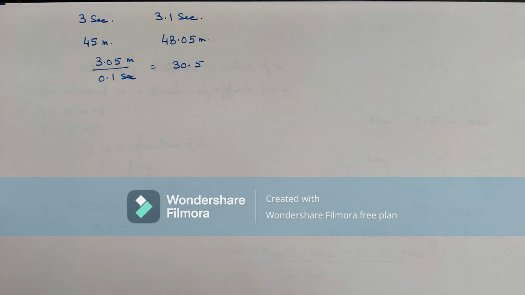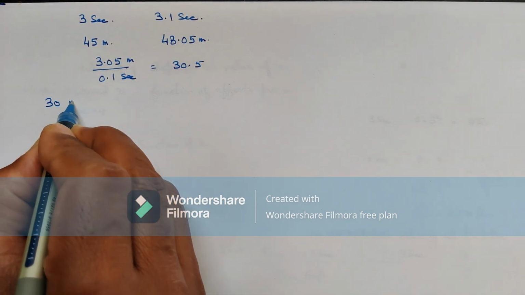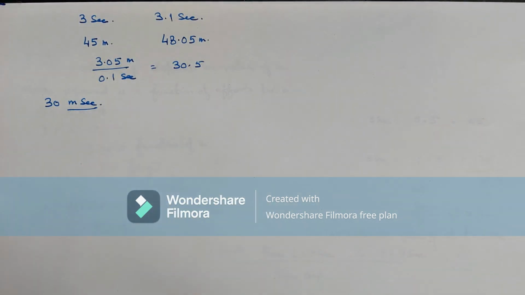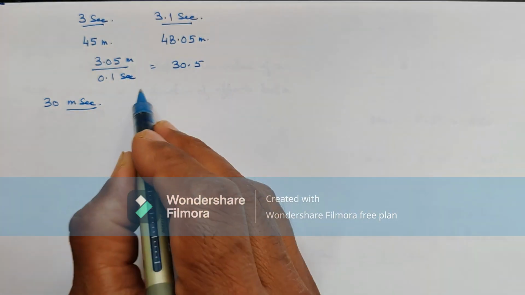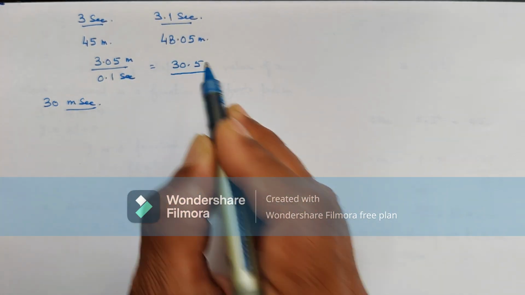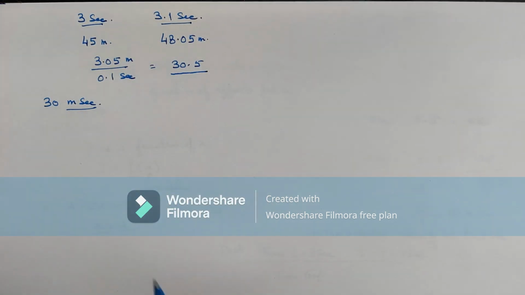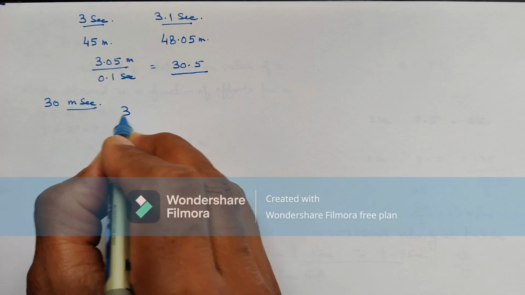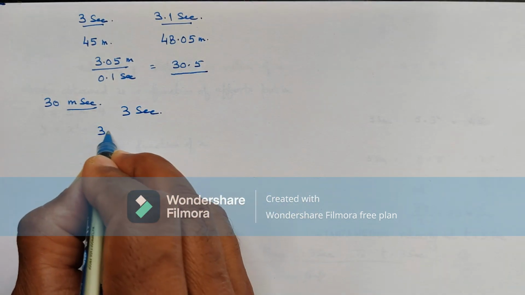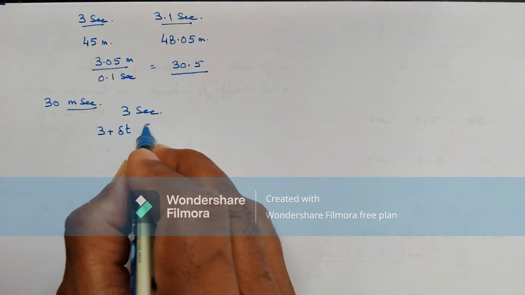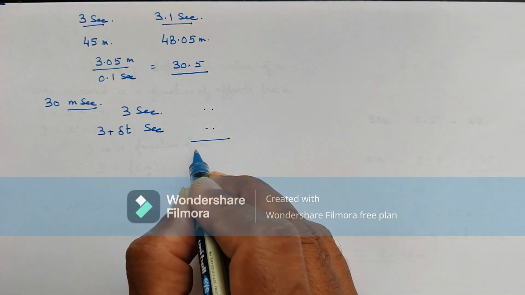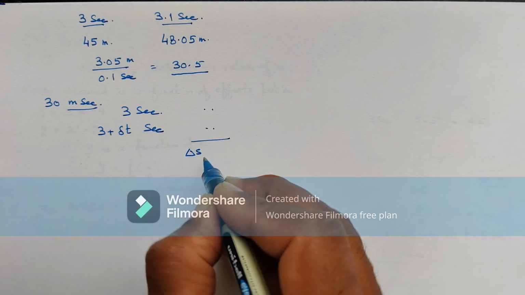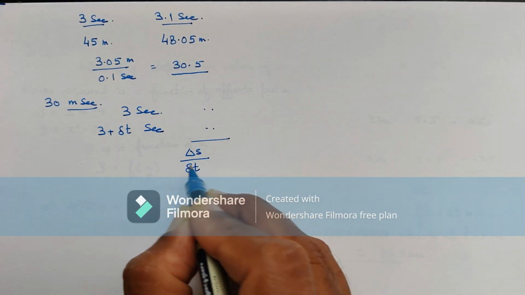What if I claimed a number? At the moment I'm just saying I claimed it out of my hat. In this case I will claim 30 meters per second, and my claim is that if I take two instances, one at 3 seconds, the other at 3 plus a small time delta t seconds, I'll find the distance here, I'll find the distance here, I'll subtract the two, and I will find the distance traveled during this period, and I will divide it by the time gap.